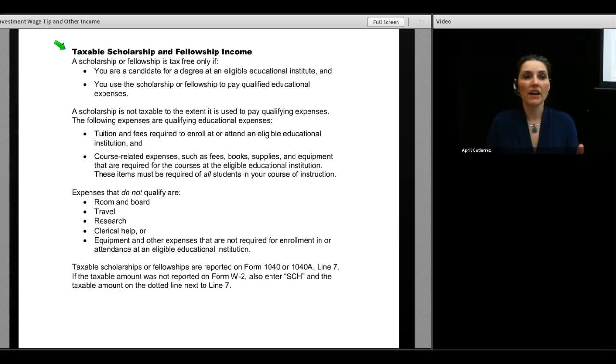And let's suppose, try as you might, the best you can do is document another $3,000 of qualifying expense. So you're able to come up with $18,000 of qualified expense on a $20,000 scholarship. You're going to enter SCH on line 7 of Form 1040 and include $2,000 of taxable scholarship as line 7 wages.